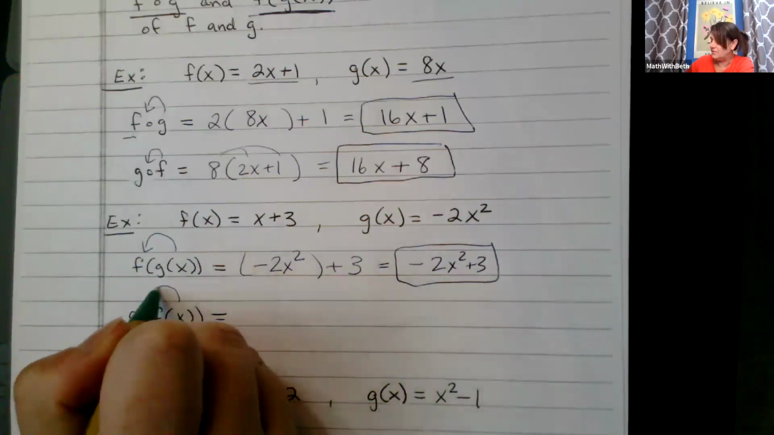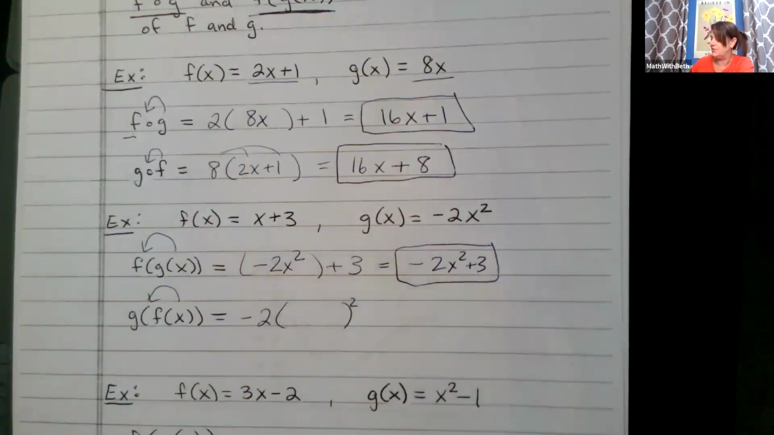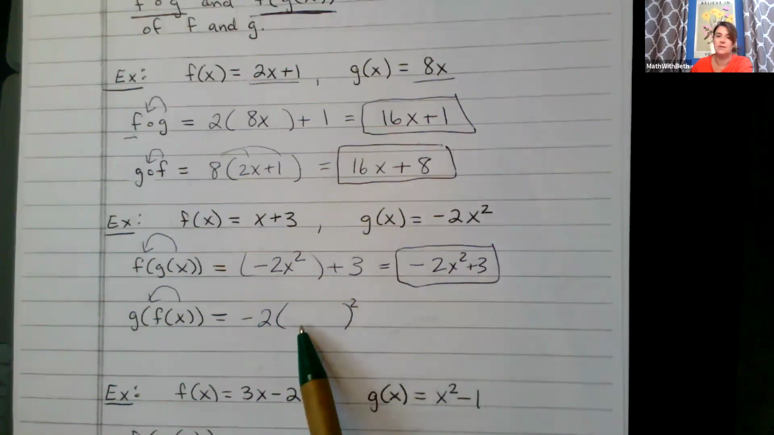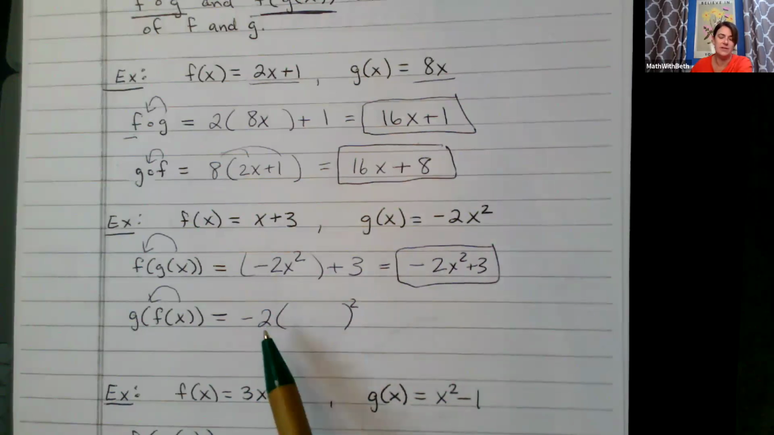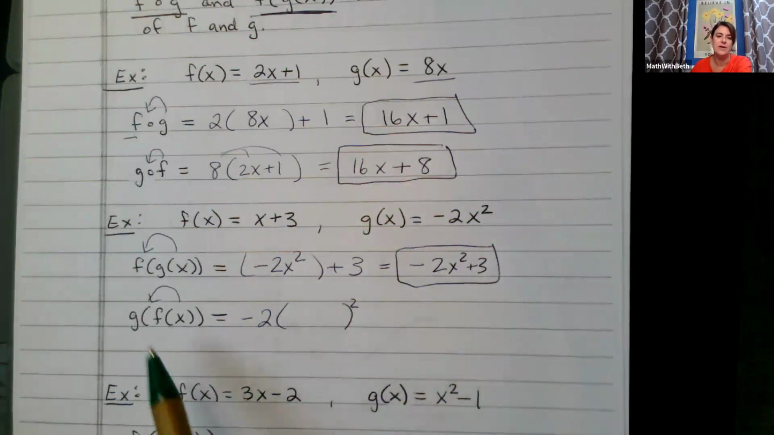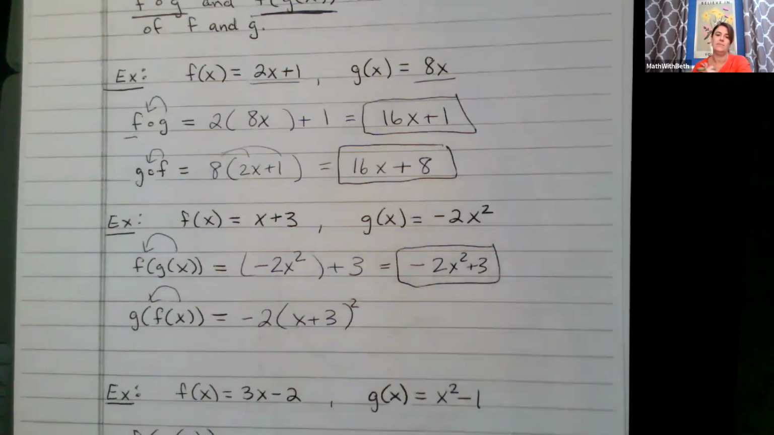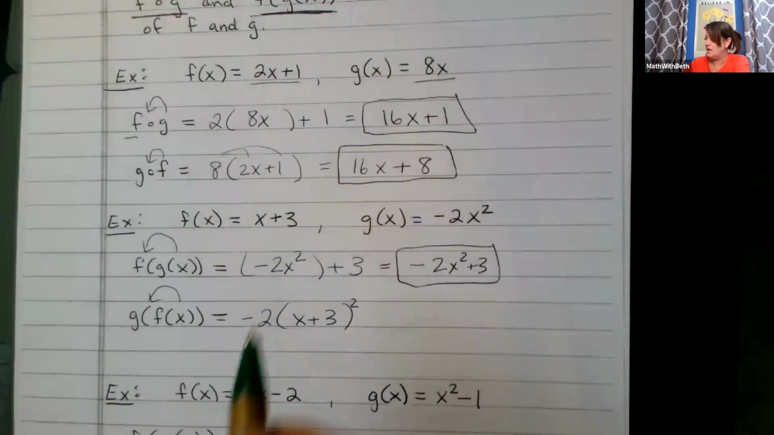This time the f inside the g, so I'm going to start with the g and put my parentheses. Do you see it's just the x that has the space? So if there's a -2 out front, then it needs to be outside of the parentheses, and if there's a square, that needs to be outside the parentheses. So now what am I putting in there? The f, which is x plus 3. This is a problem a lot of people miss because they're not sure how to reduce this correctly.